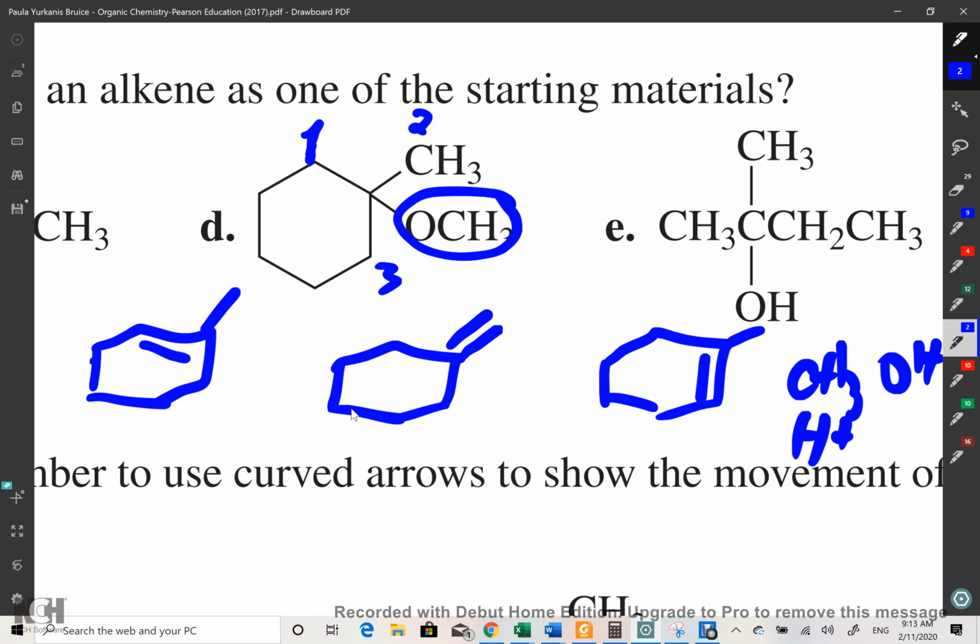So the question now, between these ones, 1, 2, 3, which one is the best to use? The first thing you need to notice is that 1 and 3 are the same. Okay? That's the first thing. So let's reduce our choices between 1 and 2. Which one will be the best to do this reaction?